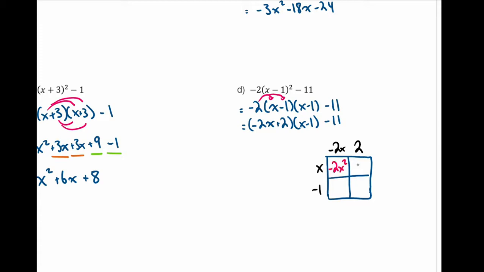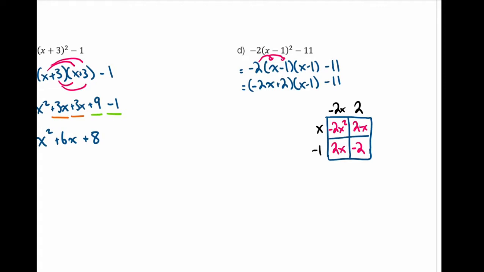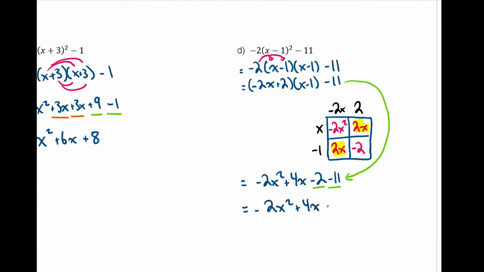So negative 2x squared, 2x, 2x, and negative 2. Again, I see some like terms here, the two diagonal boxes. So if I rewrite this, I have negative 2x squared plus 4x minus 2, but this negative 11 has to come in still at the end. I'm not forgetting it. So minus 11, and I should recognize that I still have two like terms, so I can combine the two numbers at the end. So negative 2x squared plus 4x minus 13.